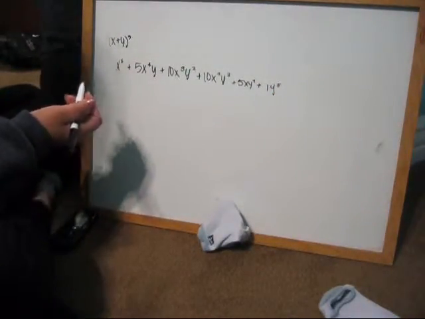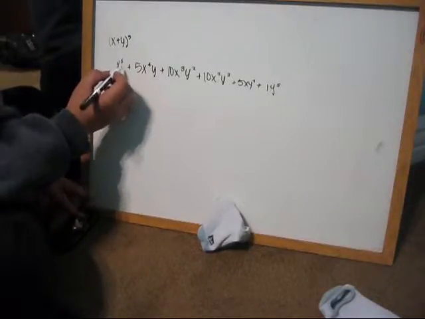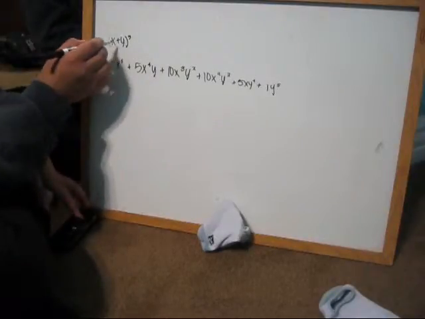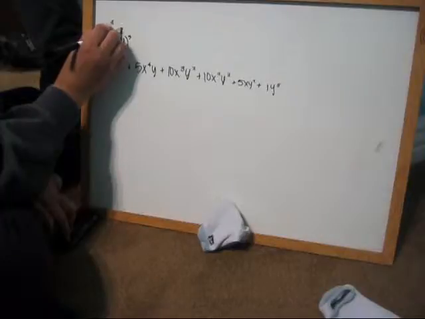So you should notice a pattern here. Even though this says x and y, this is really just our A and this is just our B.